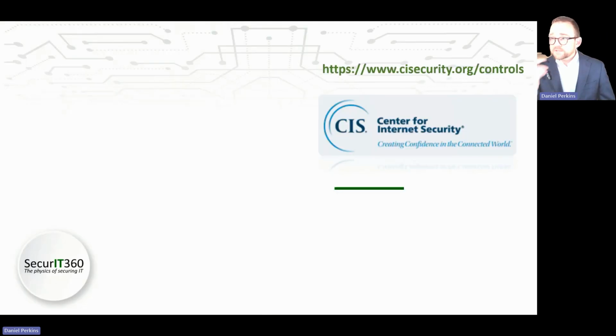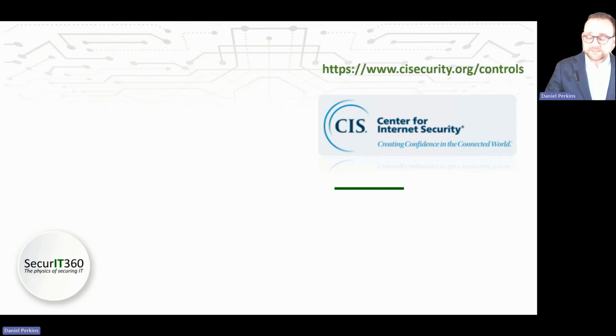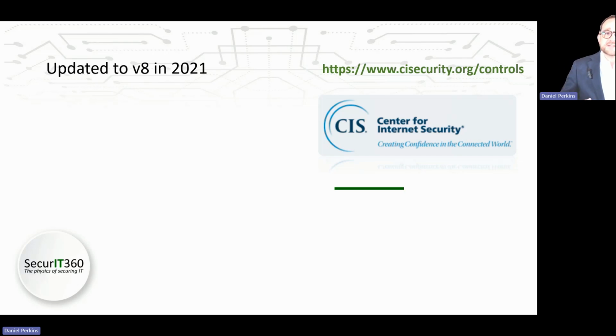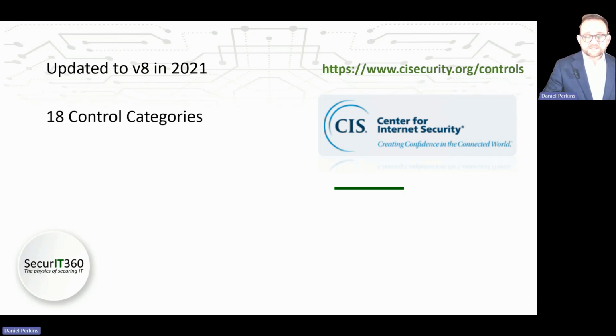Quick review. CIS, that's the Center for Internet Security. We're looking at the top 18 critical controls today. And those were last updated in 2021 to version 18. With that update, we went from the top 20 to the top 18. Those 18 control categories cover a number of areas, and the ones we're going to talk about today are those people controls that we just saw.